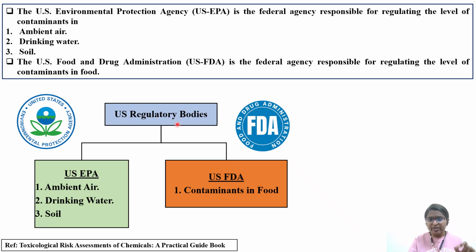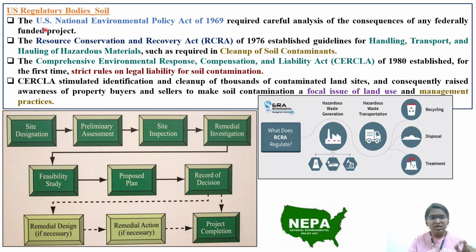As I told you, we are going to discuss US regulatory bodies, in which we have covered air and food. Now we are discussing soil. Most of the discussion I have taken from a toxicological risk assessment practical book. The US National Environmental Policy Act of 1969 required careful analysis of the consequences of any federally funded project. Any project funded by the federal government will come under the National Environmental Policy Act, NEPA.